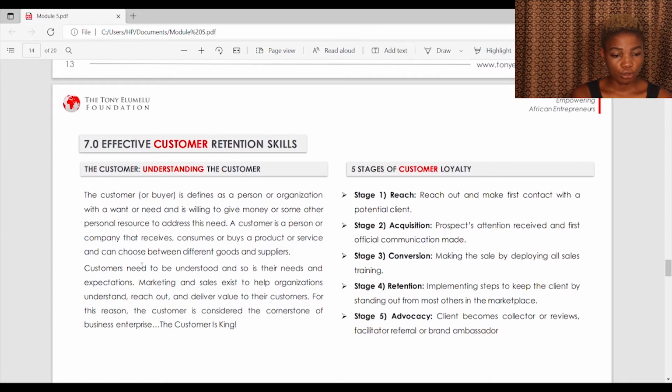Customers need to be understood, and so do their needs and expectations. Marketing and sales exist to help organizations understand, reach out, and deliver value to their customers. For this reason, the customer is considered the cornerstone of a business enterprise. The customer is king.